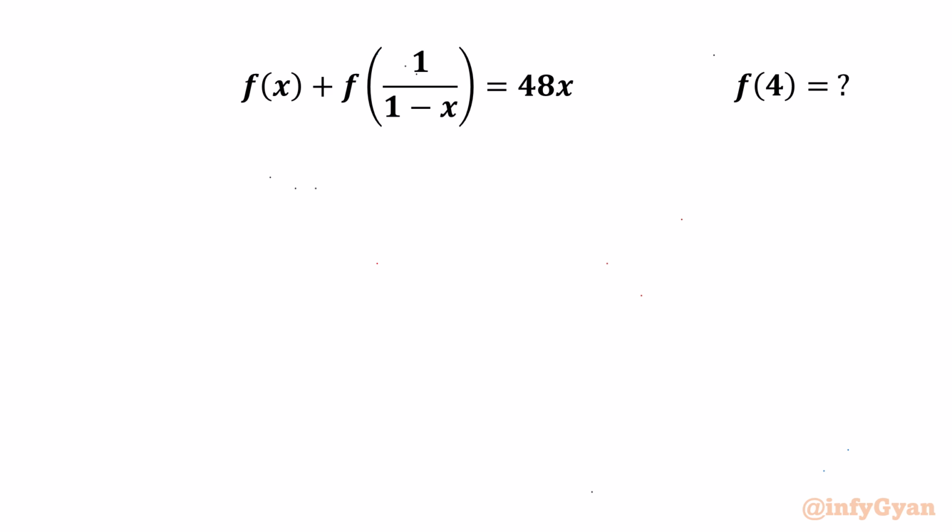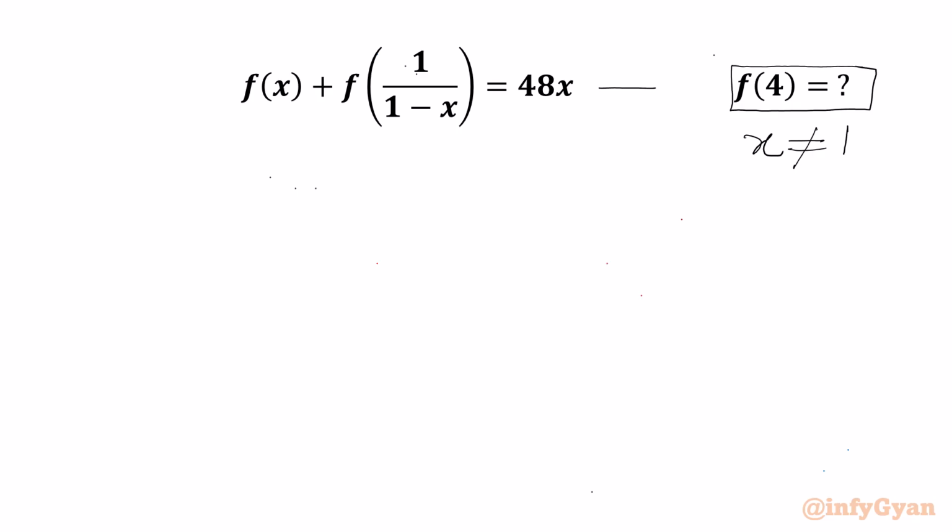In this video, we have one very interesting question from functional equations. Our equation is f of x plus f of 1 over 1 minus x equal to 48x. And we are going to calculate f of 4. So let's get started by writing denominator cannot be equal to 0. So x can't be 1.